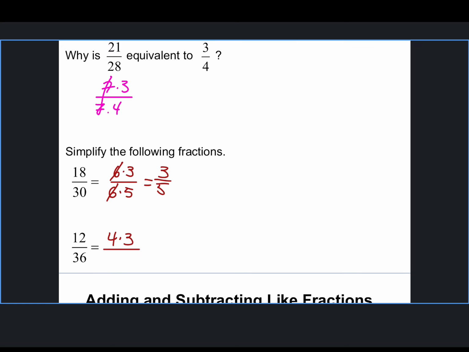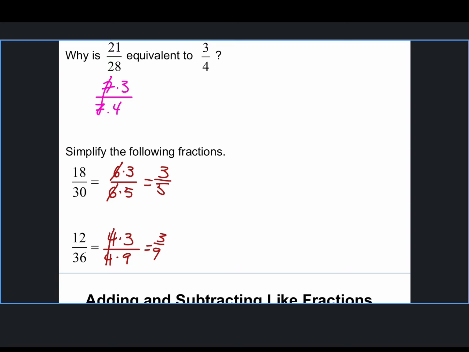You're good. And then 4 times what is 36? 9. My line corrected itself, but it looked ugly to begin with. So what do we end up with? 3 over 9.